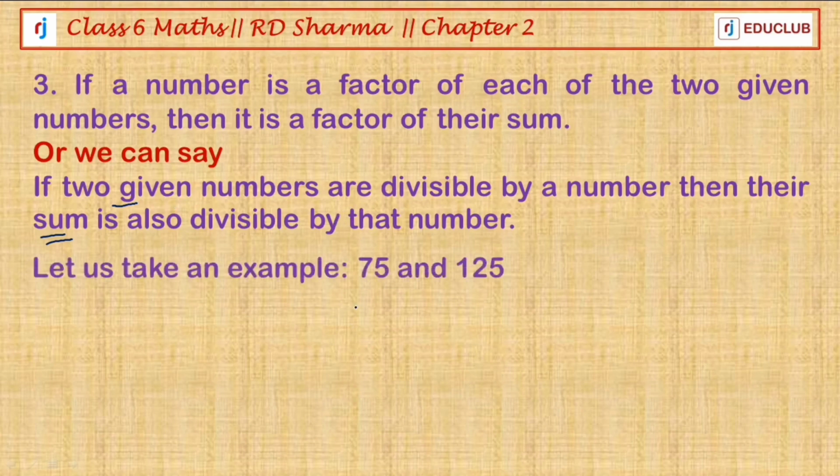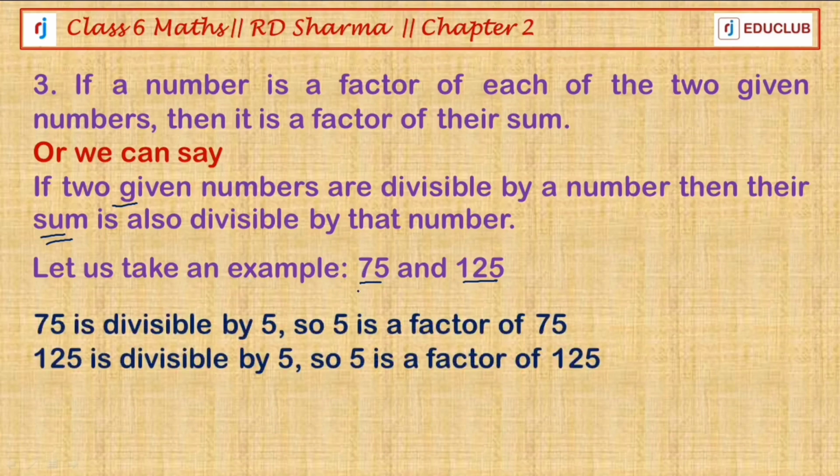Let us take an example. 75 and 125 are the two given numbers, okay? Now let us check. We know 5 is there, so it is divisible by 5. 75 is divisible by 5, or 5 is a factor of 75. Similarly 125 is divisible by 5 because 5 is a factor of 125, okay? It is divisible because there is 0 or 5 at the units place. So we can say 75 and 125 are divisible by 5, okay?